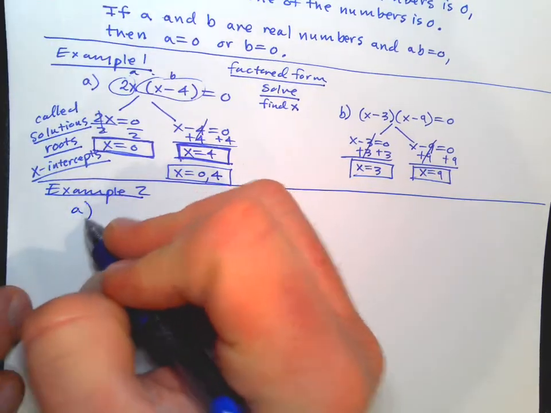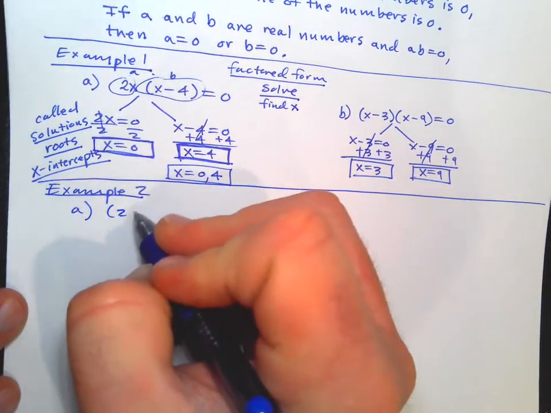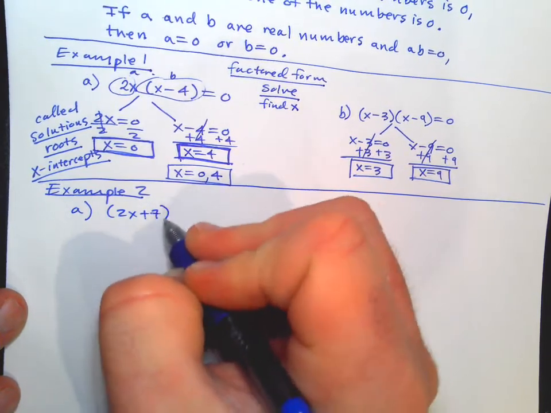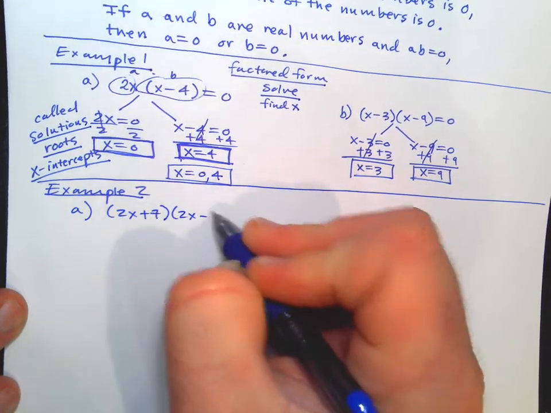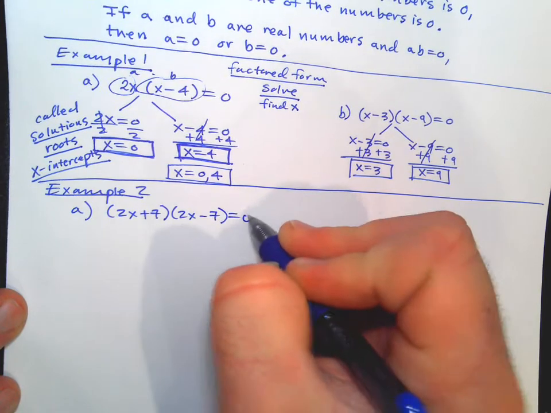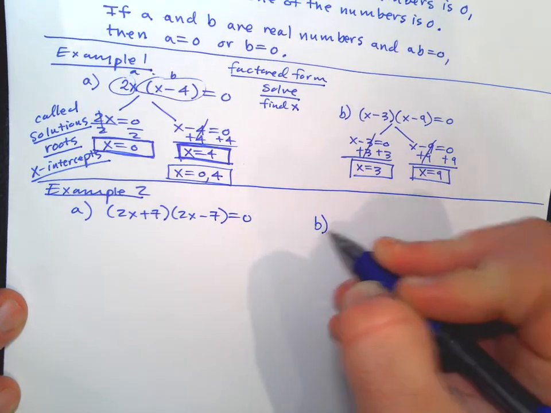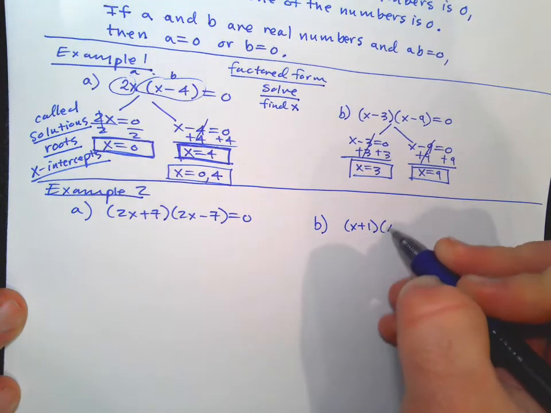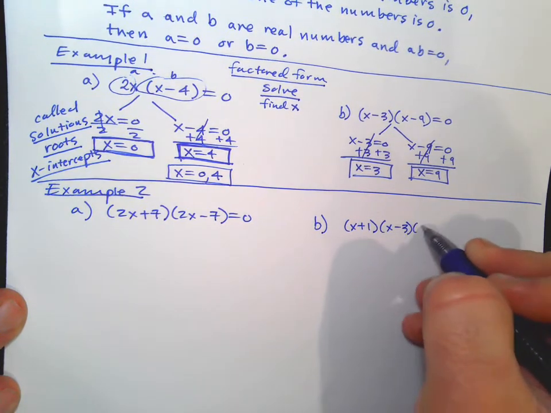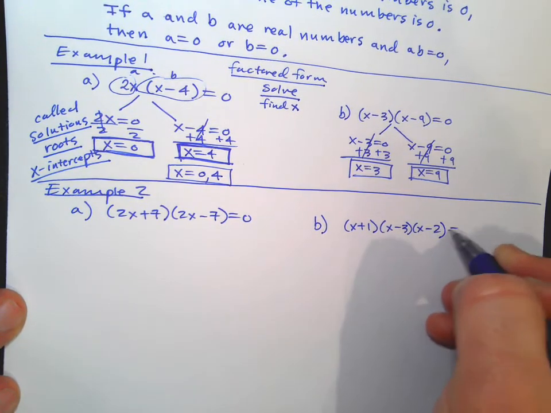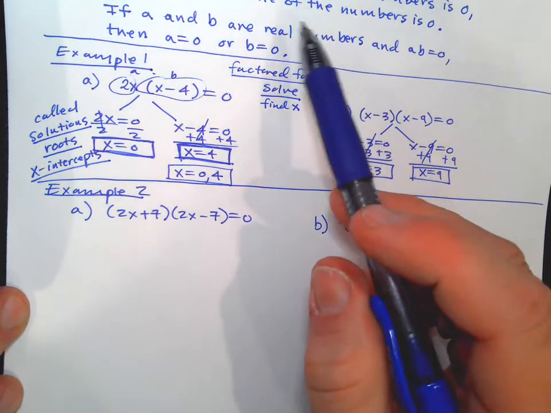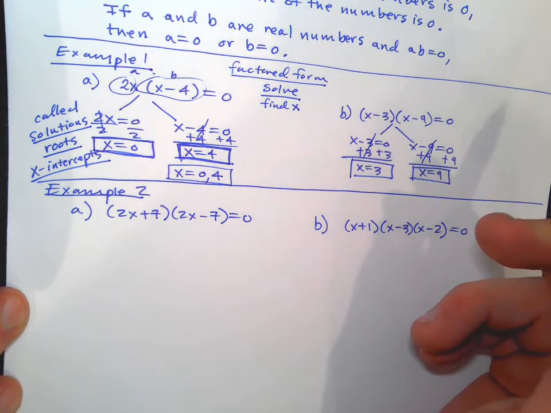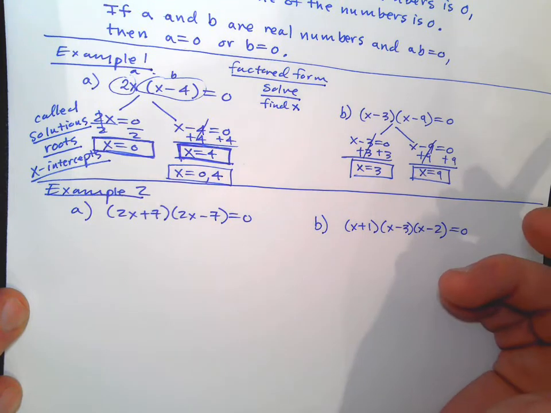So we're going to do two more examples: (2x + 7)(2x - 7) = 0. And then we'll do another one. Now this one's going to have (x + 1)(x - 3)(x - 2) = 0. So this idea that it's two things multiplying each other, it doesn't have to just be two things. It could be any number of things.